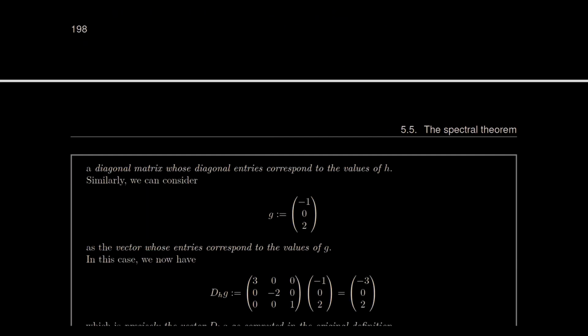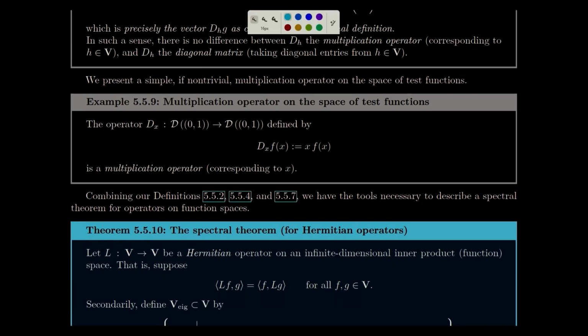And I'll just give you an example of one other multiplication operator here, D sub x. It's a very common one and one that will be very important very soon. D sub x, as long as it's multiplying f of x, just multiplies f of x by x. That's going to be a very important multiplication operator for us very soon. So to conclude today's video, because I don't want to get too much into the spectral theorem, that will be the target of the next video.